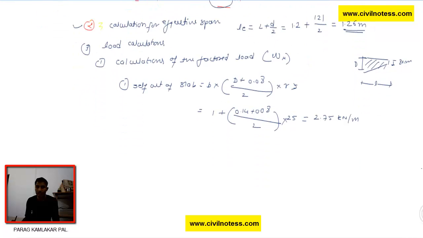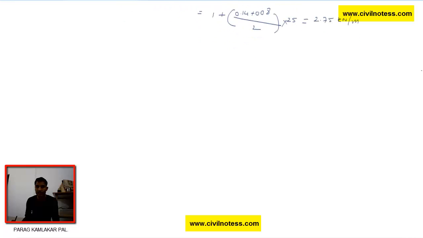After that we have to go to the next step. Wait a minute, let me take all these values upstairs. Now the second step is to calculate the floor load, FL. The floor load is 0.5 kilonewton per meter. And the third load is the live load, which is 2.5 kilonewton per meter.